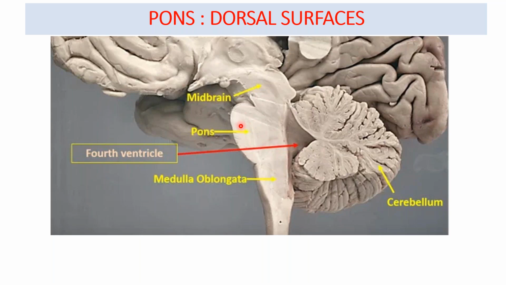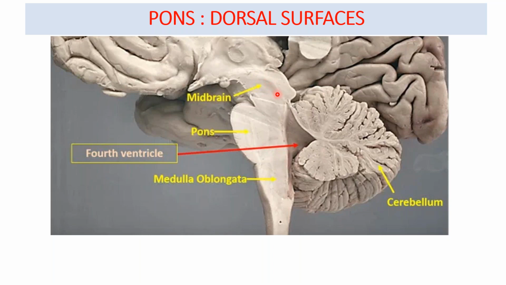Look carefully into the pons now. In the lateral view, you can appreciate the two portions of the pons, the ventral part and the dorsal part. We'll come to this in a subsequent slide. And look above, this is the midbrain. We'll learn the midbrain in the next lecture.